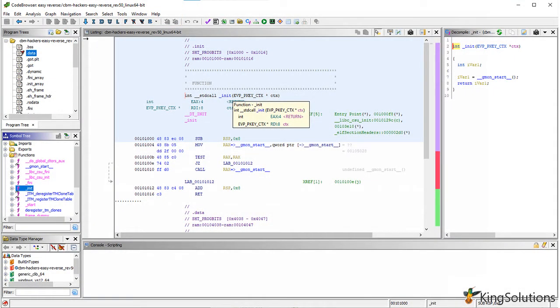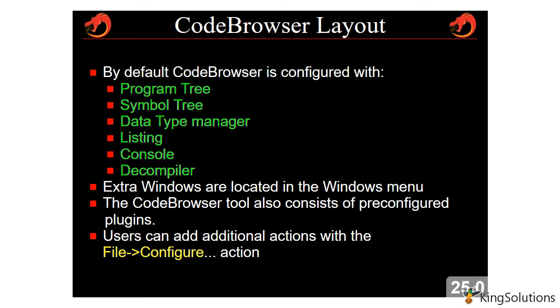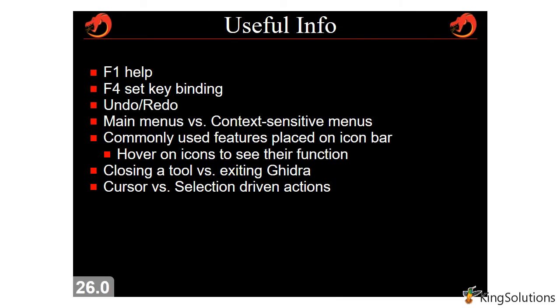The code browser tool also consists of pre-configured plugins. Users can add additional actions and more plugins into a particular tool, such as the code browser, by using the file configure action. Useful info.